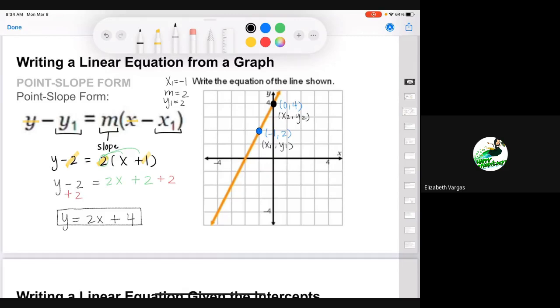Okay, does anyone have any questions how I found my slope here, how I found my x and y, or how I even simplified to get to y equals 2x plus 4? Questions? No, ma'am. Okay.